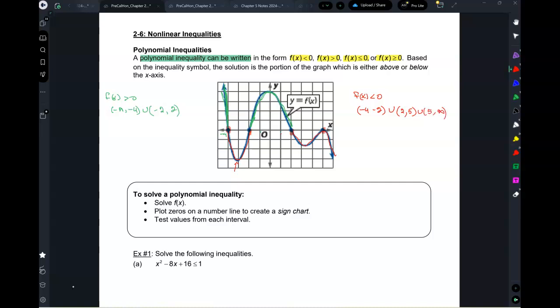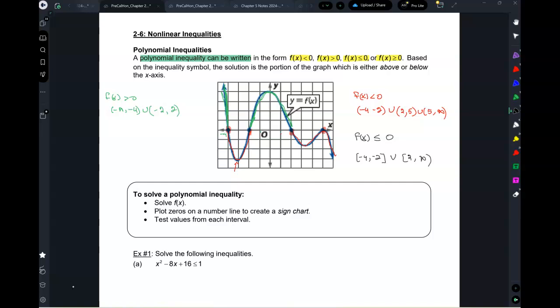As opposed to, had I said, identify the intervals where f of x is less than or equal to 0, then I would have said from negative 4 to negative 2 inclusive, and from 2 to infinity in one interval. I don't split it up because it meets all of the requirements there.